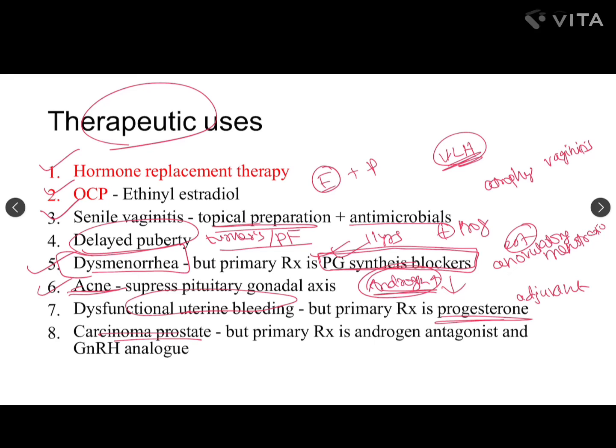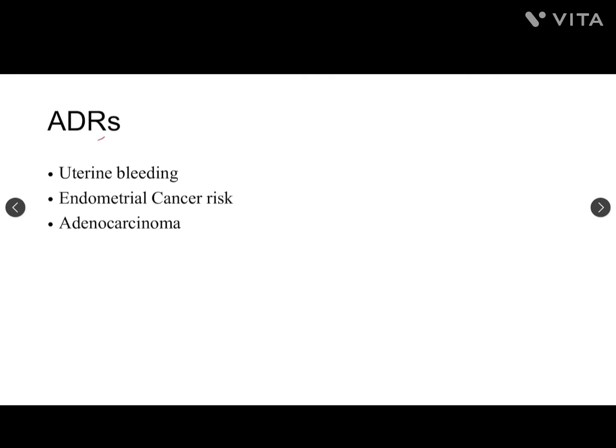Carcinoma prostate is primarily treated with GnRH analogs and androgen antagonists. GnRH, when you give it in a continuous dose, leads to suppression of gonadotropin release from the pituitary, thereby having therapeutic value. Androgen antagonists, by blocking the androgen receptors present on the prostate, help in giving relief. Here, estrogen has an adjuvant value.